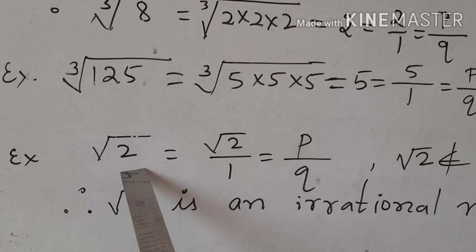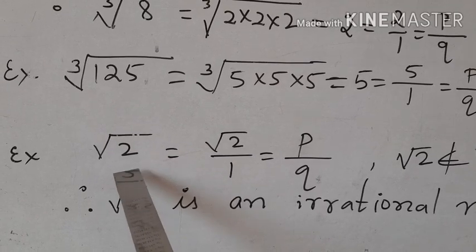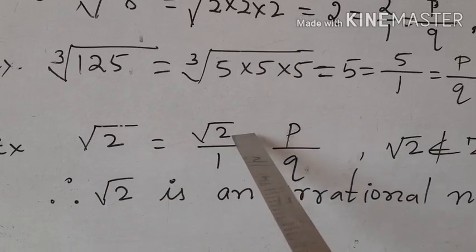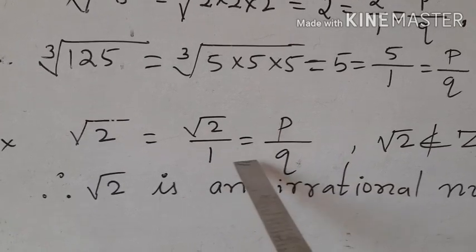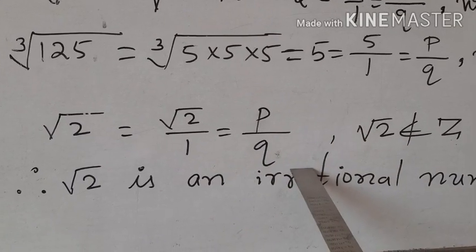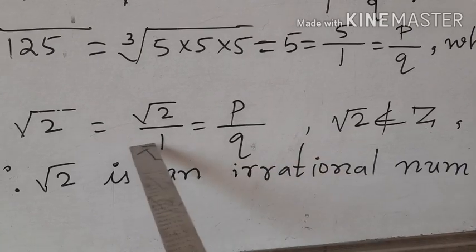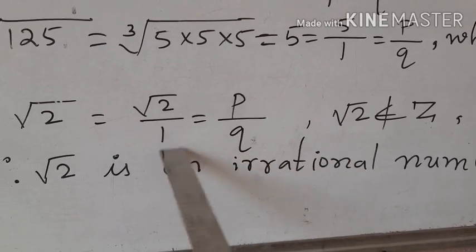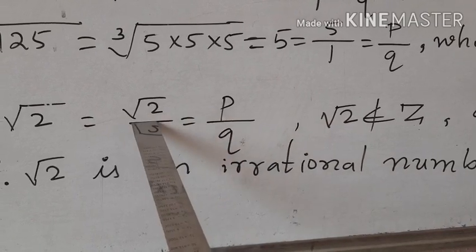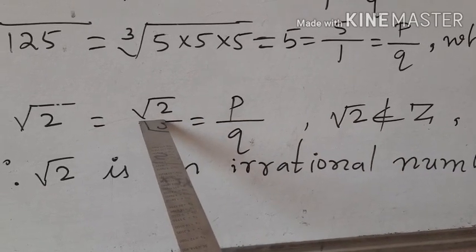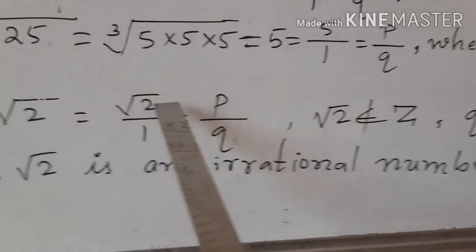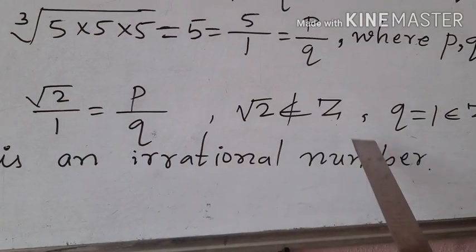But look at the answer here. Square root of 2 is equal to square root of 2 by 1. It is correct. And that is equal to P by Q, that is also correct. Q is not equal to 0, that is also correct. And Q is an integer, that's also correct. But is P an integer? No. Here the condition fails. Here P is equal to root 2, and square root of 2 is not an integer.